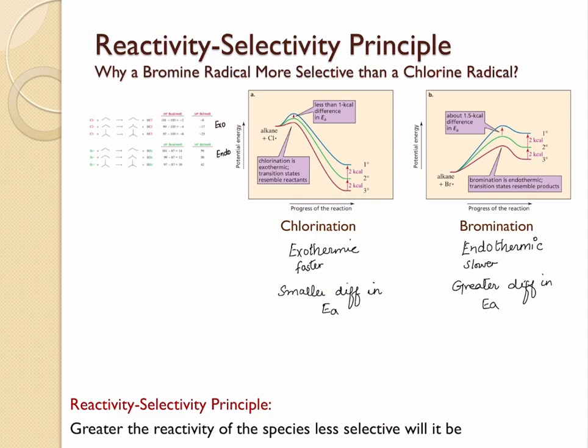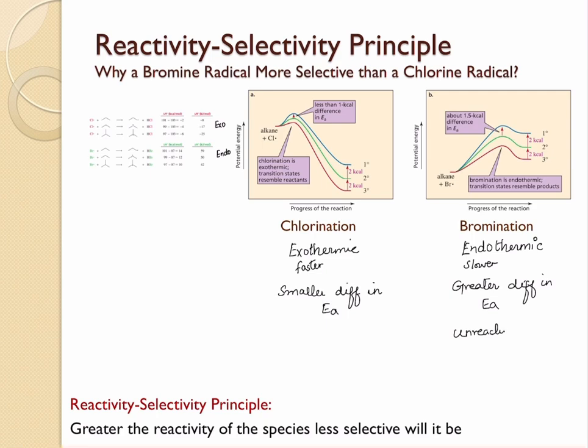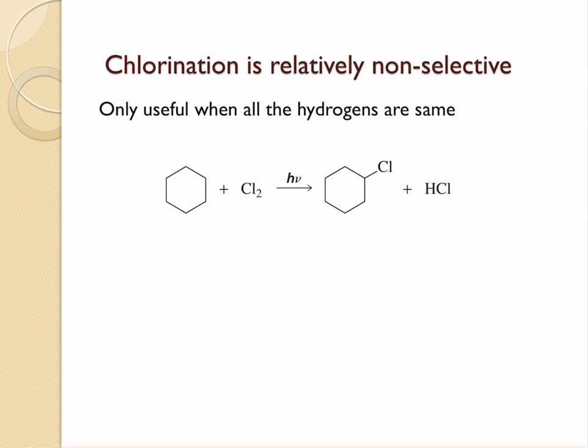Or in other words, we can say that the bromine radical is relatively unreactive and selective, whereas the chlorine radical is very reactive and non-selective. And this is called the reactivity-selectivity principle, which states that the greater the reactivity of the species, the less selective it will be. And since chlorination is relatively non-selective, it is only useful when all the hydrogens are the same.